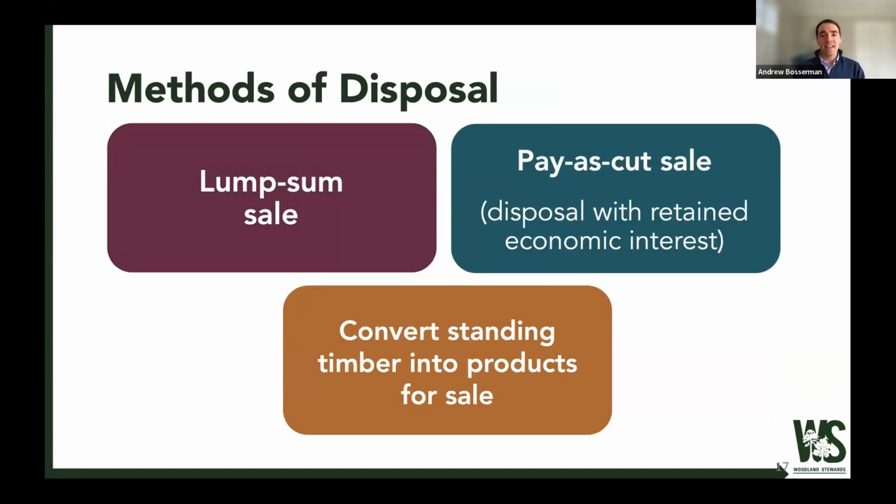Okay, let's get into the different methods of disposal. There are really 3 different types of methods under the Internal Revenue Code. There is a lump sum sale. There's a pay as cut sale, which is also sometimes known as a disposal with a retained economic interest, but we'll go into that more and explain exactly what that means. And then you can also convert standing timber into products for sale. So let's get started on the first one.